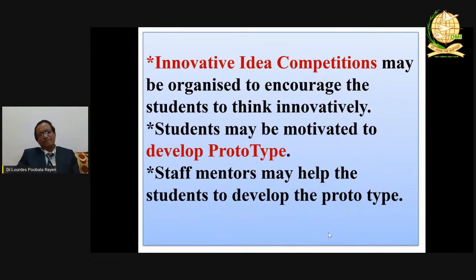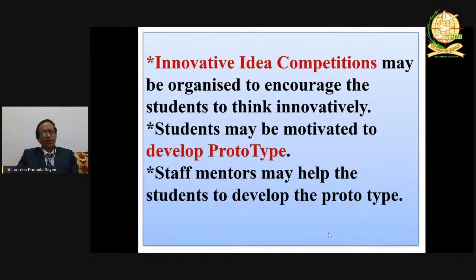For this, we can conduct some competition, innovative idea competition, at the college level, at the institution level. Why we need to conduct this competition? In order to encourage the students to think innovatively. If you conduct this innovative idea competition, students will come out with a lot of ideas.